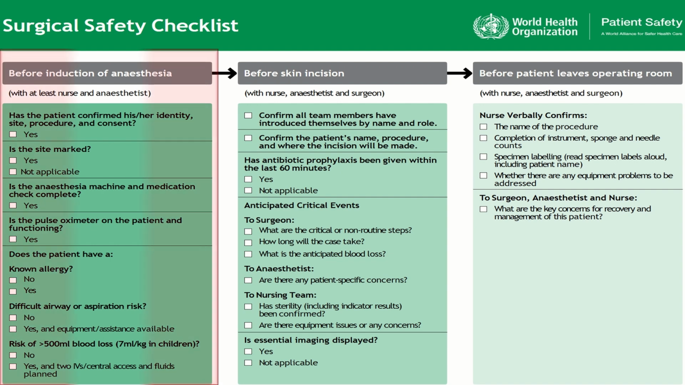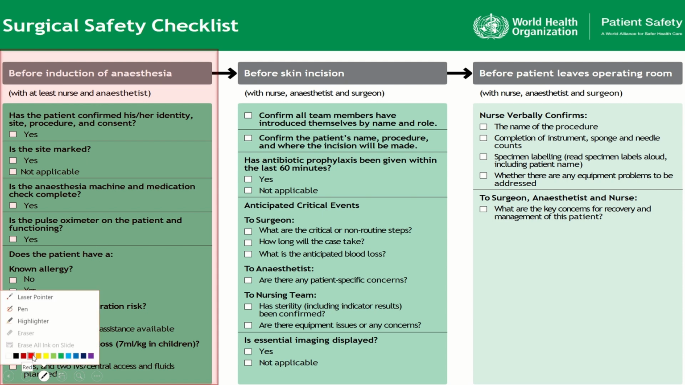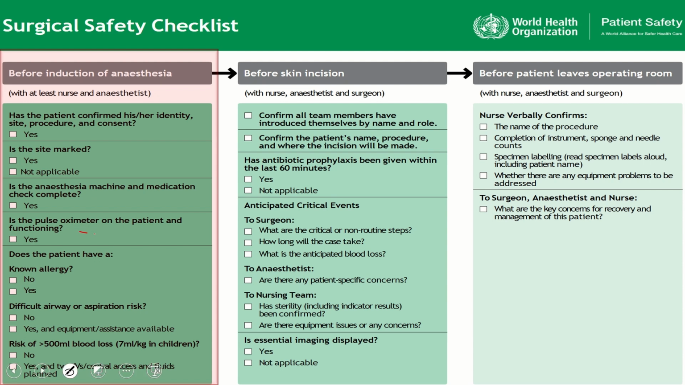So, before induction of anesthesia, these things are checked with at least nurse and anesthetist. Has the patient confirmed his or her identity, site, procedure, and consent? And is the site marked? Is the anesthesia machine and medication check complete? Is the pulse oximeter on the patient and functioning? Does the patient have a known allergy, difficult airway or aspiration risk, risk of more than 500 ml of blood loss, that is 7 ml per kg in children?